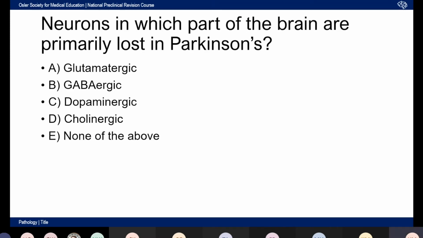Okay, so that's a wrap on Alzheimer's, and now we're on to Parkinson's. So before we start, let's look at this question on Socrative. And the question is, neurons in which part of the brain are primarily lost in Parkinson's? And also I've realized that the question is worded wrong. I mean, which type of neurons are primarily lost in Parkinson's? Okay, most of you guys have answered. Fantastic, you guys did perfectly. So it is dopaminergic neurons.